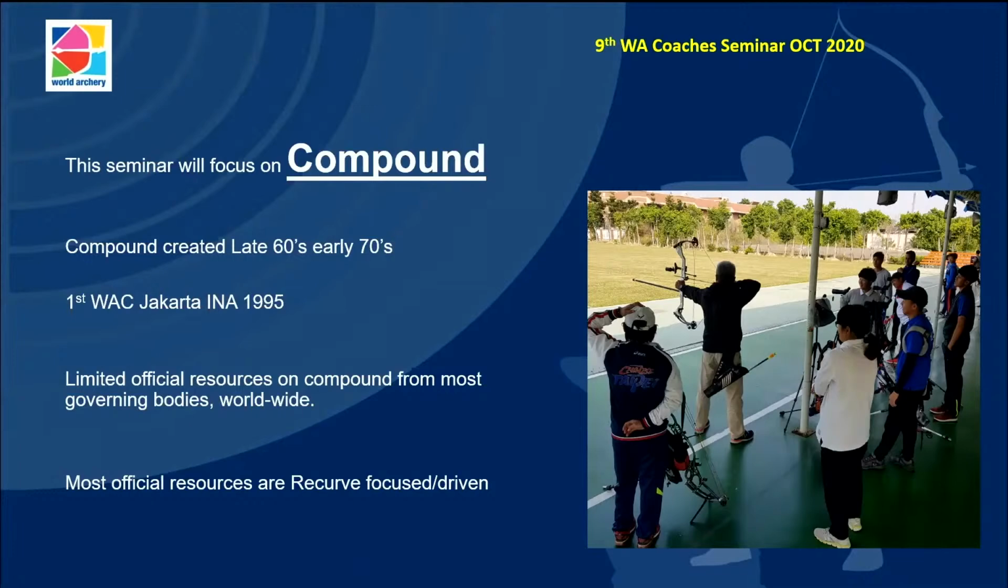And unfortunately, there's limited resources on compound-specific information. Now, this is from national sporting organizations, as well as even World Archery. It has limited resources on compound-specific information, and typically you'll see those resources will be recurve focused. Now, part of this presentation today is to talk about the differences between the two bow types. But actually, we'll be looking a lot at some of the similarities between the two. And you'll also note that since there are so many similarities, a lot of the recurve information can be used in the compound context.